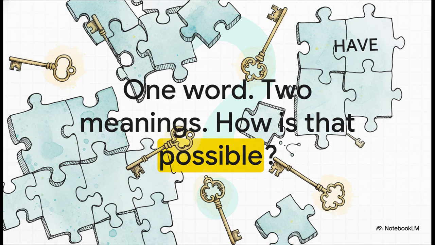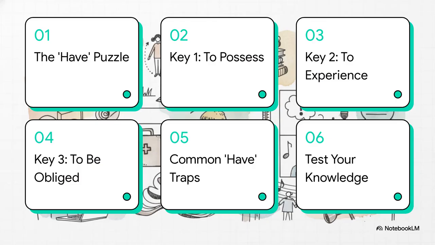Understanding the different jobs this one little word can do is a key that unlocks a much more natural, much more fluent way of speaking English. And here's our game plan. We're going to break it all down into 3 simple keys: possession, experience, and obligation.